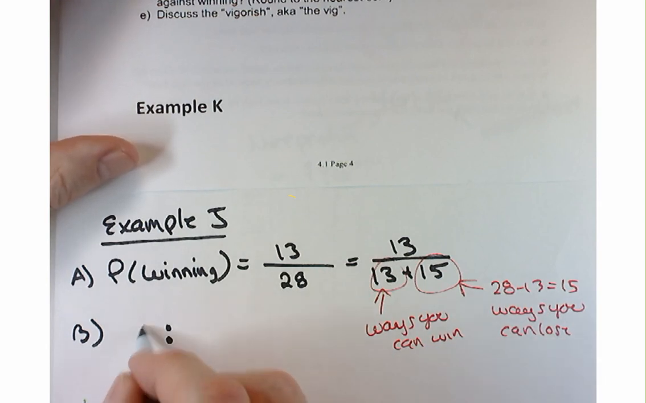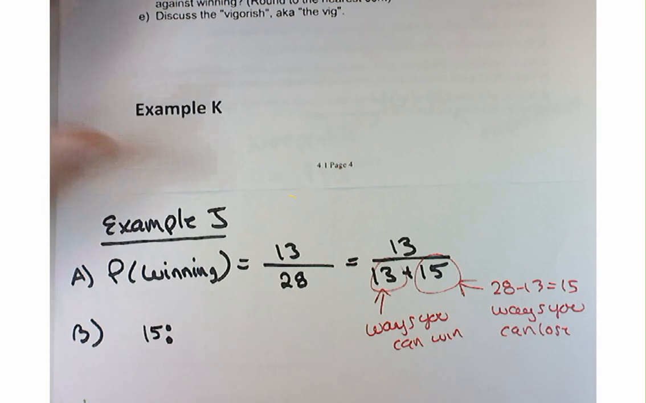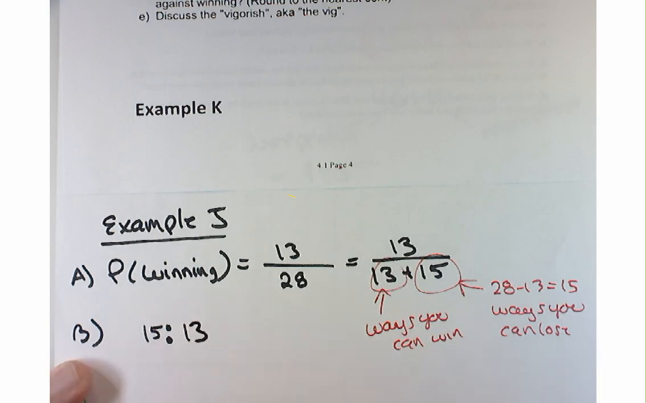15. 15, thank you. Someone else now. How many ways are there that you can actually win? 13, nice. All right, so there we go. Those are your odds against winning. 15 times you lose, 13 times you win. Beautiful.